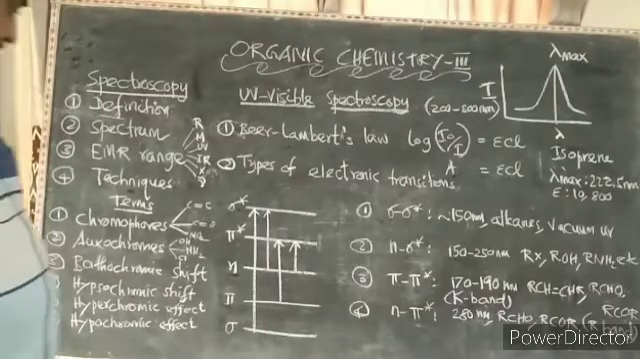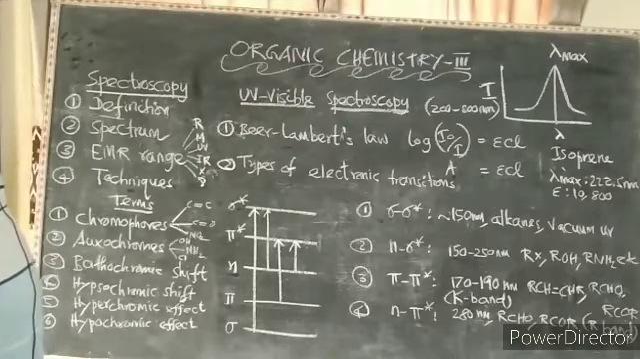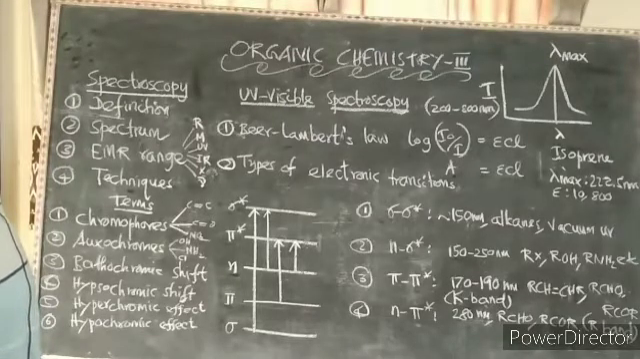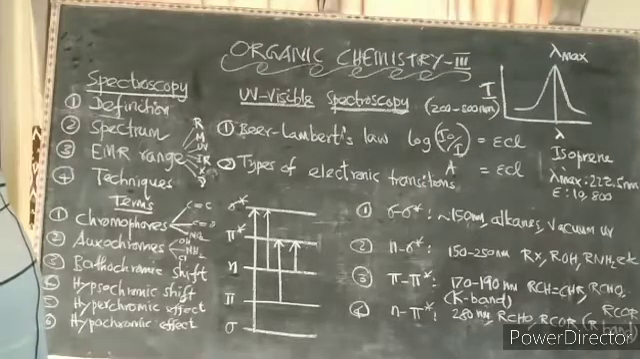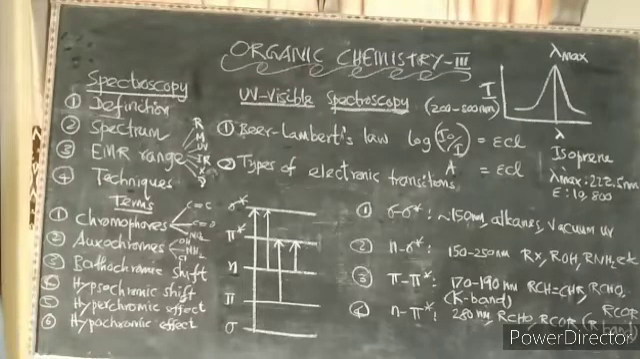Now, in the case of a sigma bond, the sigma-bonded electrons are excited to the sigma star antibonding orbital, and in the case of pi electrons, the electrons are excited from the pi bonding orbital to the pi star antibonding orbital. The n electrons are also excited, and the n electrons are excited either to the pi star antibonding orbital or the sigma star antibonding orbital.